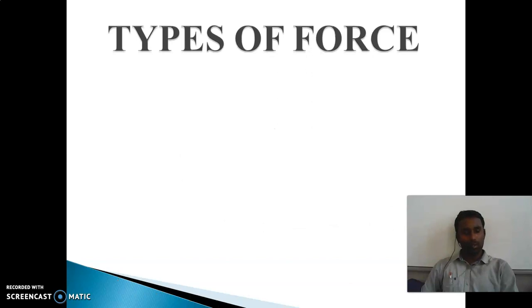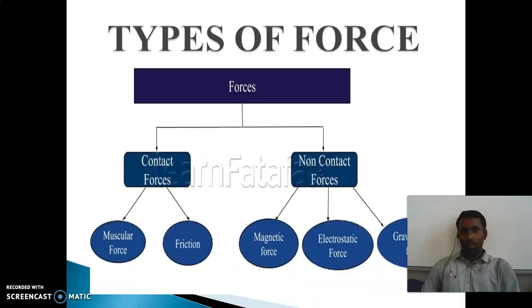In the types of force, we will take only one case for today's session. Generally, forces can be classified into contact and non-contact forces. What is meant by contact force? The contact force can be split into muscular force and friction. I will give the definition of contact force shortly; first I will explain this chart. Contact force can be split into two different types: one is muscular force and the other is friction force.